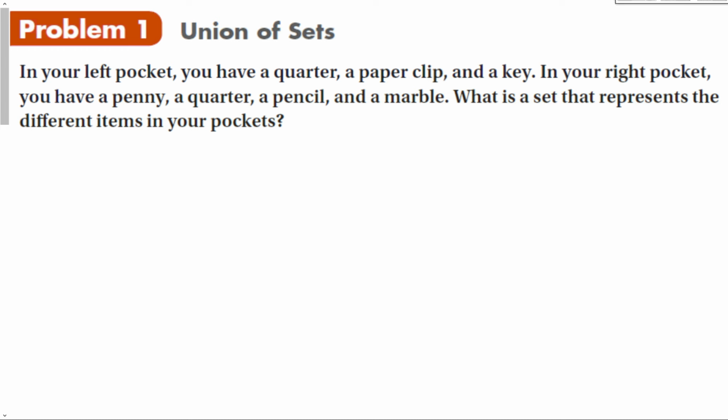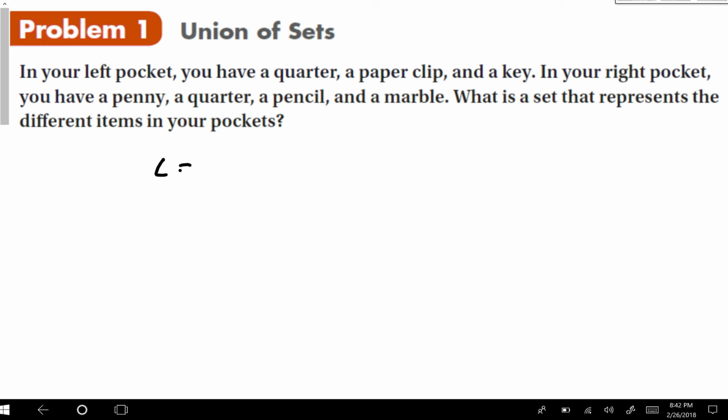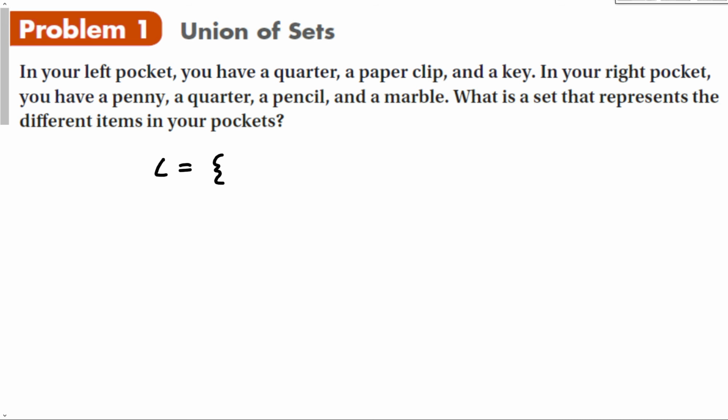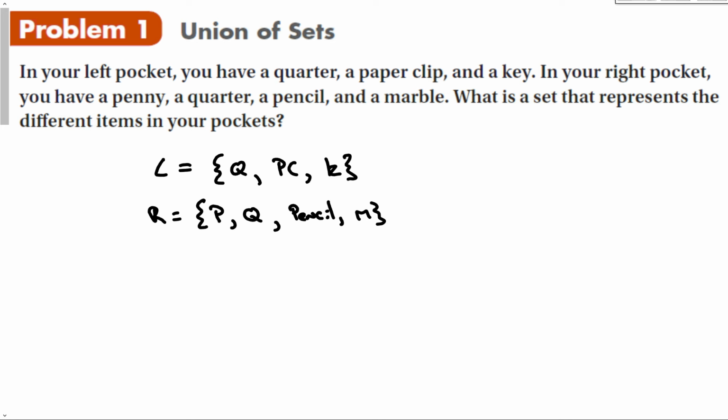Okay, well, so let's write down these sets. So set L is going to be my left pocket, and that's going to equal, remember that inside of a set, we put a little bracket. We have a quarter, a paperclip, and a key. In my right pocket, I have a penny, a quarter, a pencil, and a marble. Okay. Too many things start with P's.